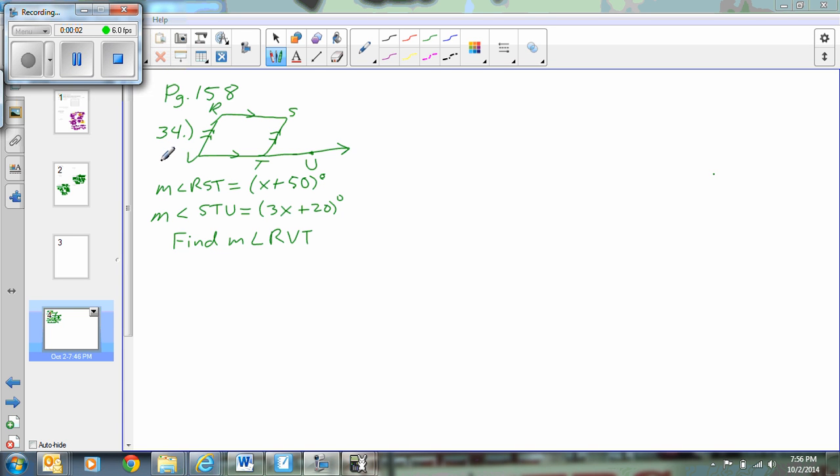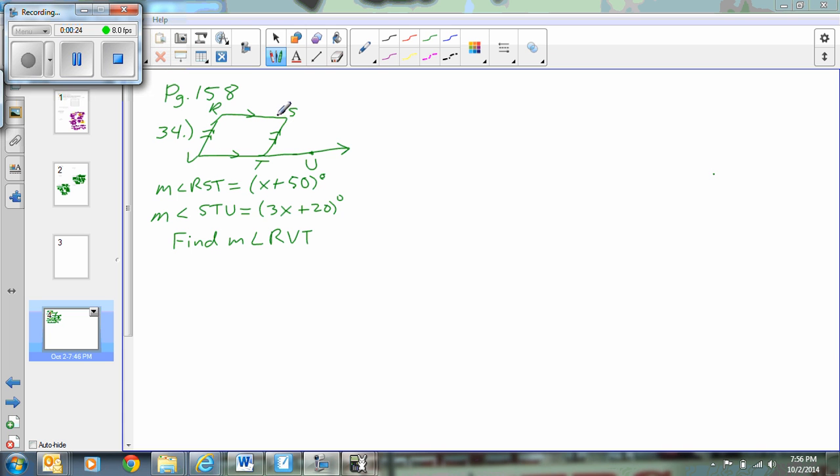All right, here's some help on number 34 on the page 158 assignment. This information is all provided, or all comes from the book. We have this diagram. One thing I need to mention, if I haven't mentioned before, remember the way we indicate that two lines are parallel is by putting these arrowheads on them.